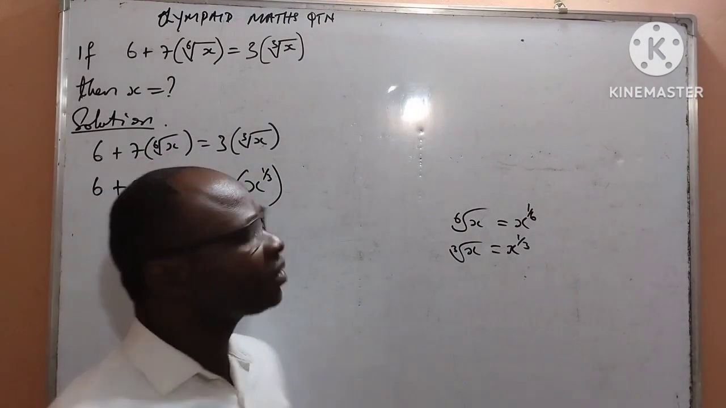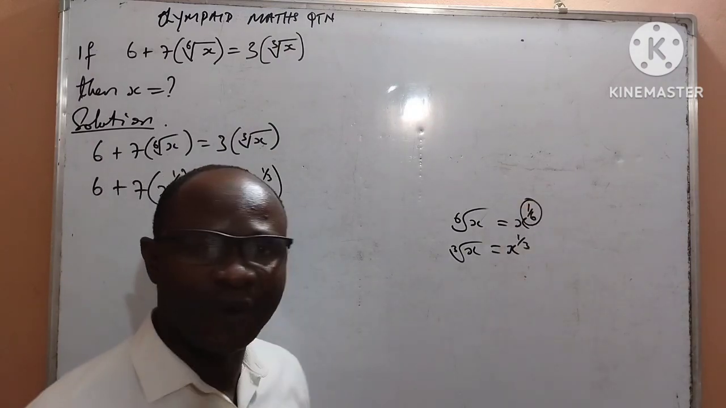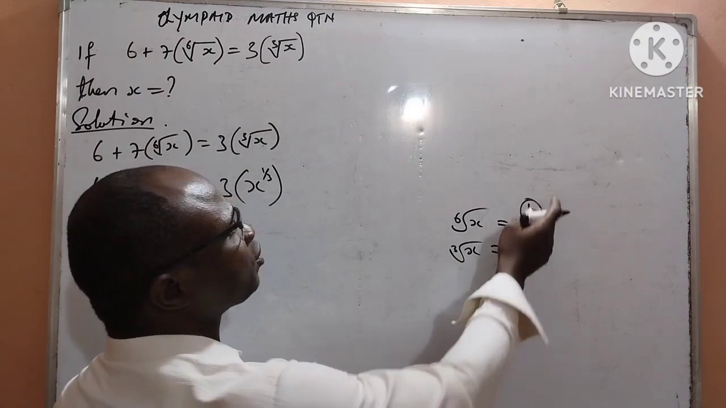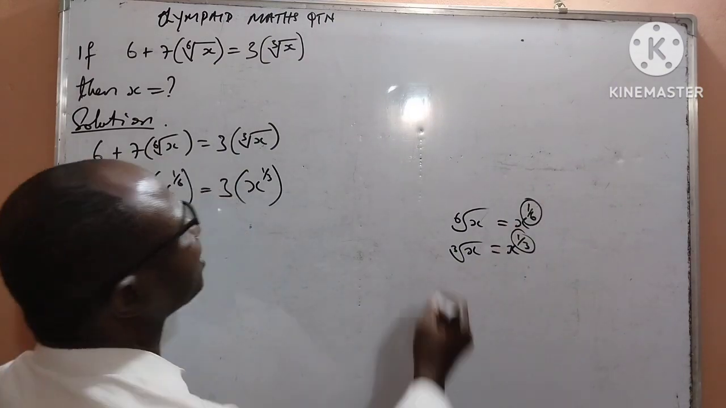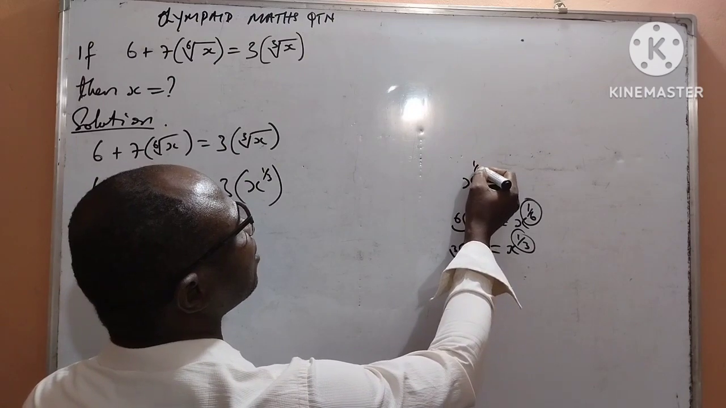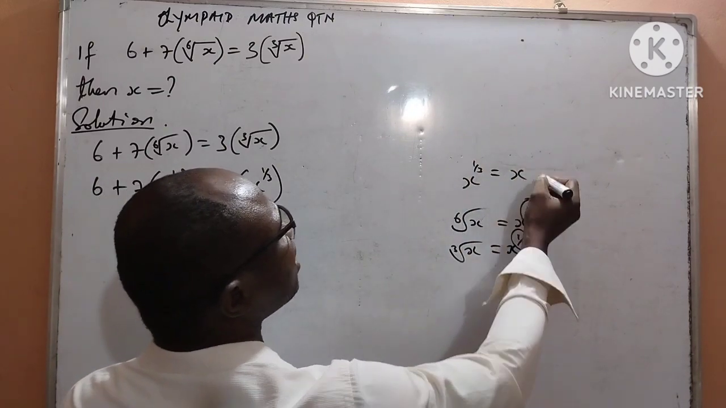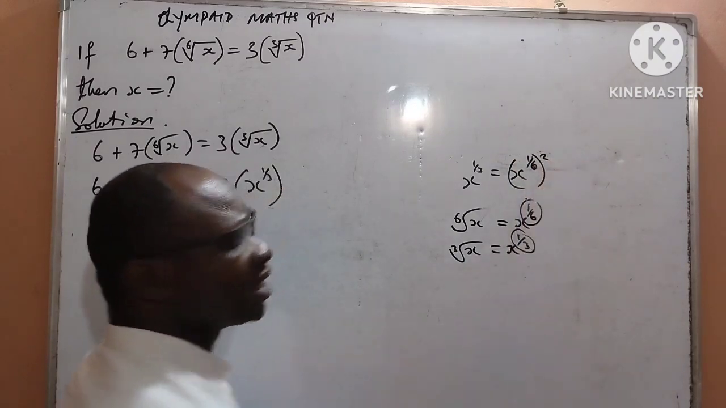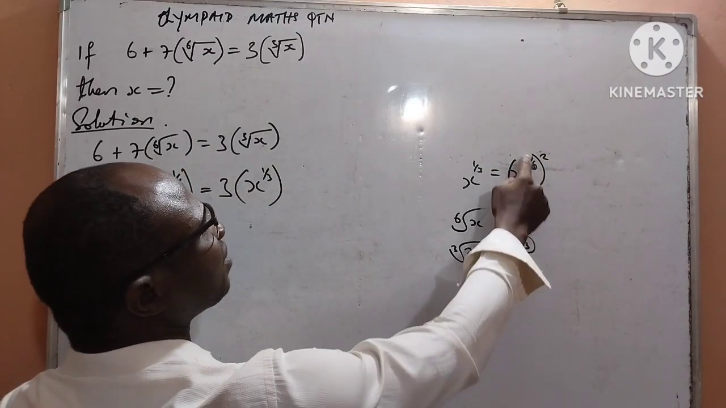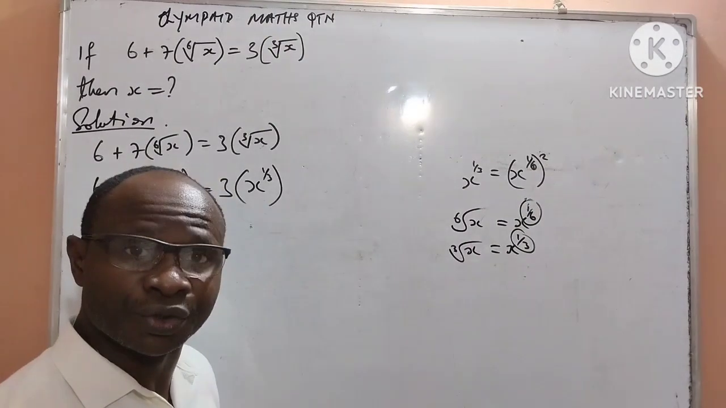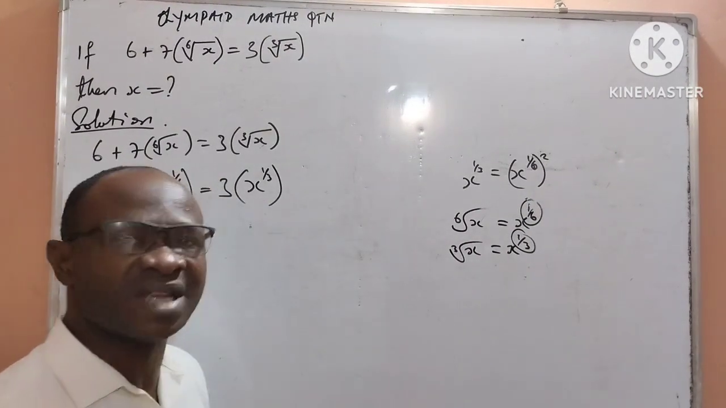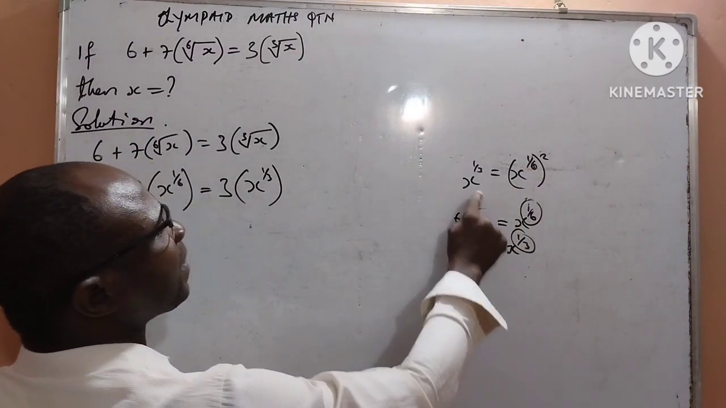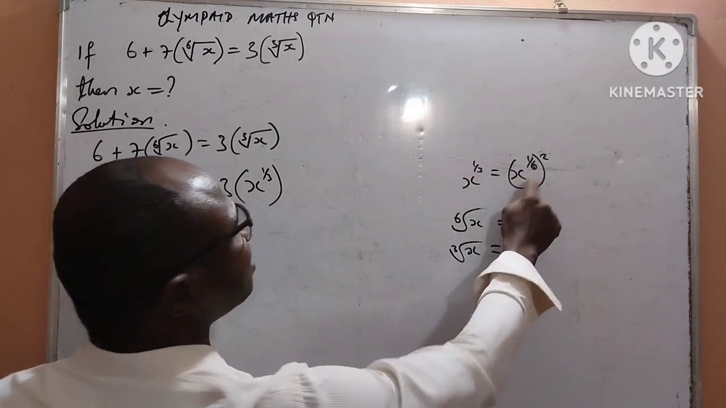But then, because I have here the power of 1 over 6 and here the power of 1 over 3, I want to make the two of them the same power. That means my x raised to power 1 over 3 can be written as x raised to power 1 over 6, all raised to power 2. The reason is because if I do 1 over 6 multiplied by 2, I will get 2 over 6, and 2 over 6 is the same thing as 1 over 3. Therefore, I want to have x raised to power 1 over 3 written as this.